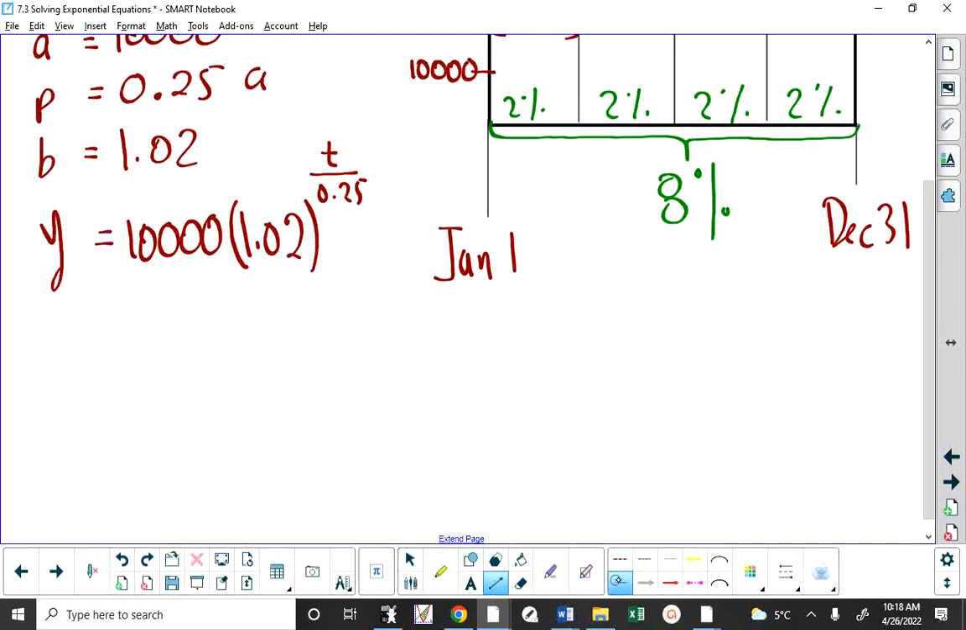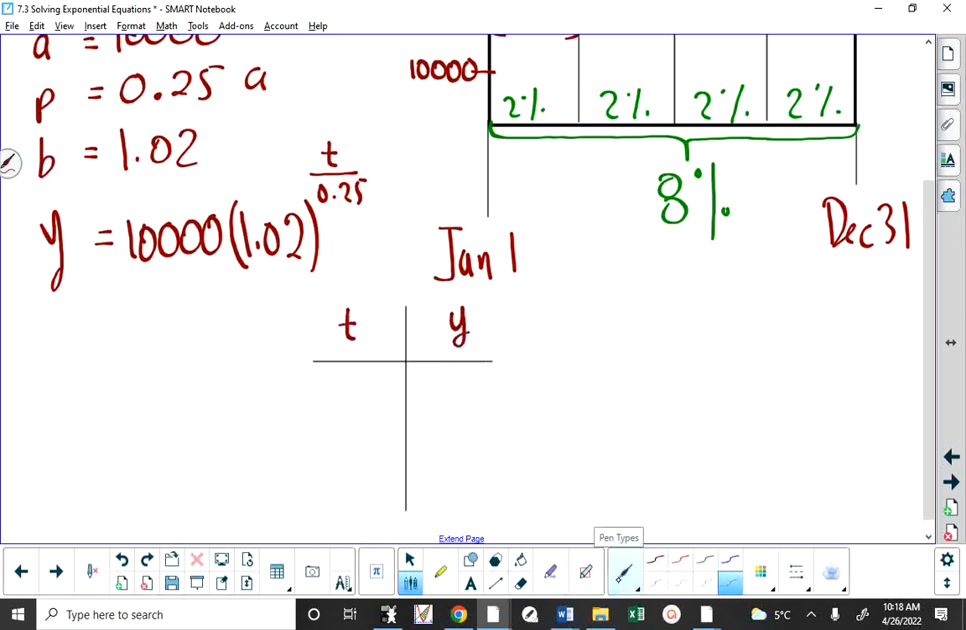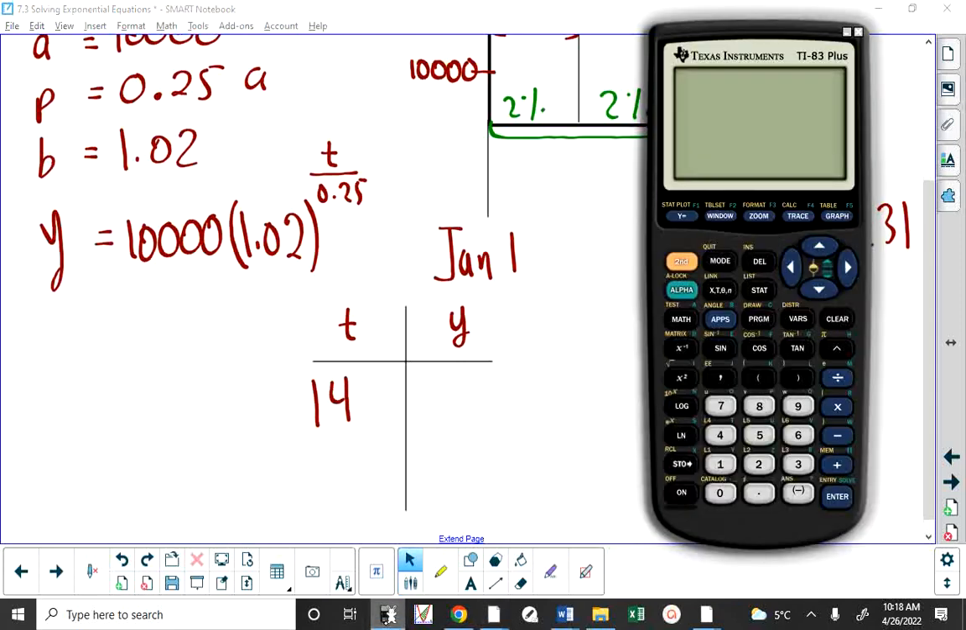Again, I just want to make sure that you understand. We're putting in a value for x and we're finding a value for y. So we're going to have 10,000 times 1.02 raised to, I'm going to need a set of brackets here because I'm raising it to a fraction, 14 divided by 0.25. You get $30,311.